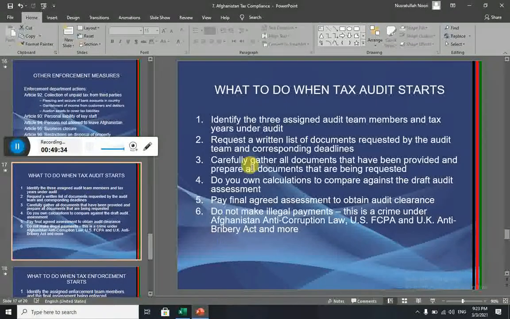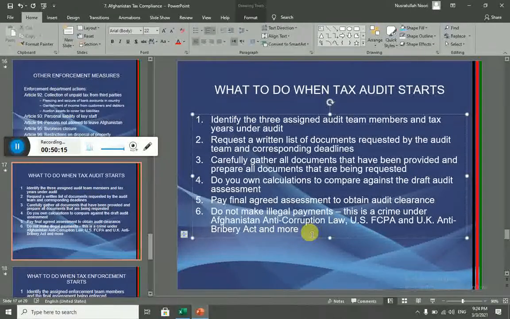So what we have to do, we have to identify the assigned team. Then we have to request a written list of documents, what they require from you. They usually issue questionnaires or a list of documents to you. Then you will have to provide those. Carefully gather all the documents that have been provided and prepare all documents that are being requested. Do your own calculations to compare against the draft audit assessment. Pay final agreed assessment to obtain audit clearance. Do not make illegal payments. This is a crime under Afghanistan Anti-Corruption Law, US FCPA, and UK Anti-Bribery Act, and the other international laws.